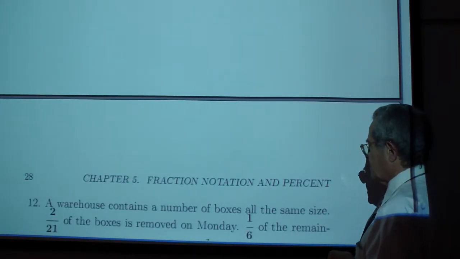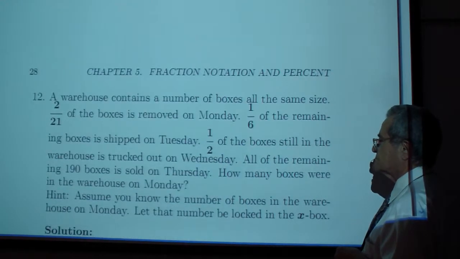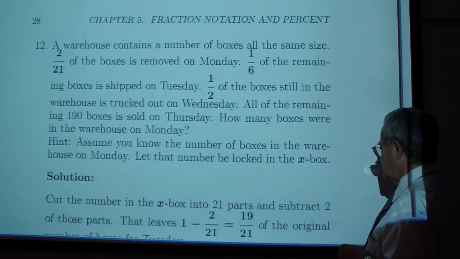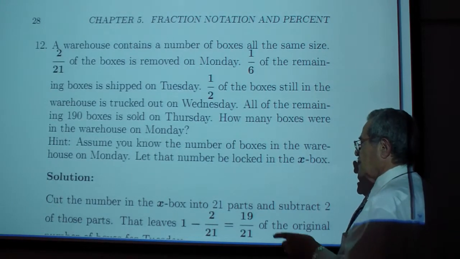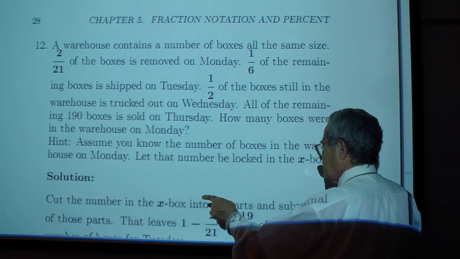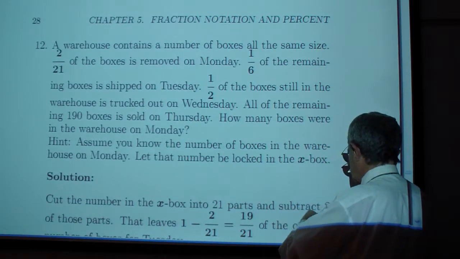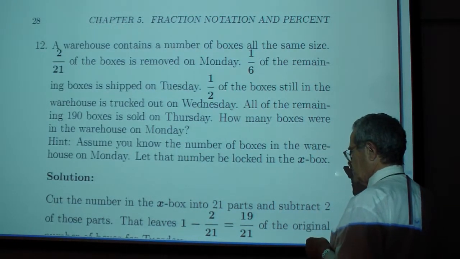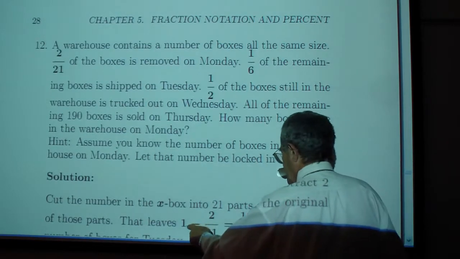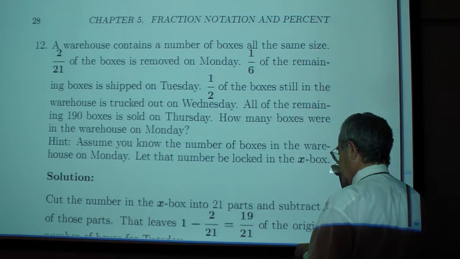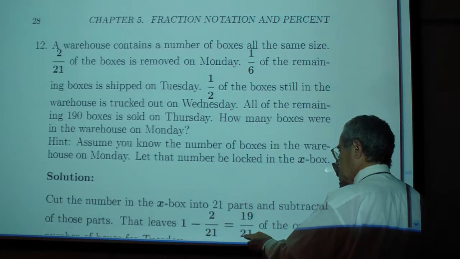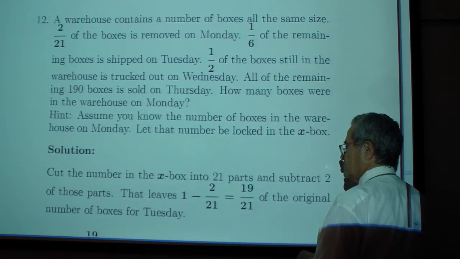Now the warehouse problem, we'll do it in a kind of iffy way first. Cut the number of X boxes into 21 parts and subtract 2 of those. So 1 whole, 1x minus 2/21x is 19/21. This is the fraction of the boxes that is left for Tuesday.